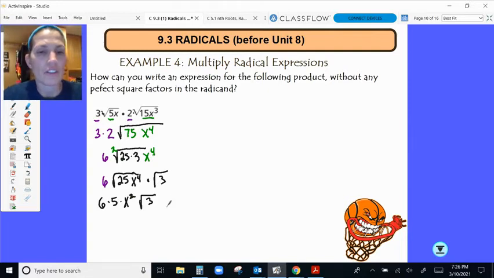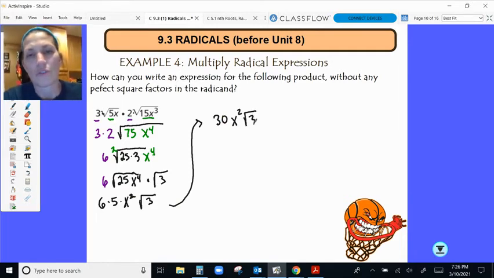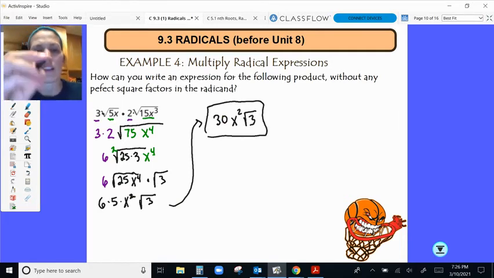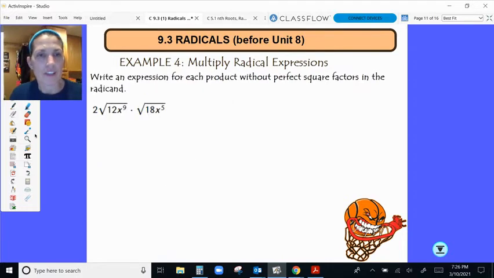Now all I got to do is just finish the multiplication. 6 times 5 is 30. X squared, square root of 3. Okay? If you take these step by step, they're not too difficult. You just have to kind of take them one thing at a time. Okay? All right, let's do one more. All right, so we don't have any other numbers outside the radical other than 2. So we're going to leave that there.